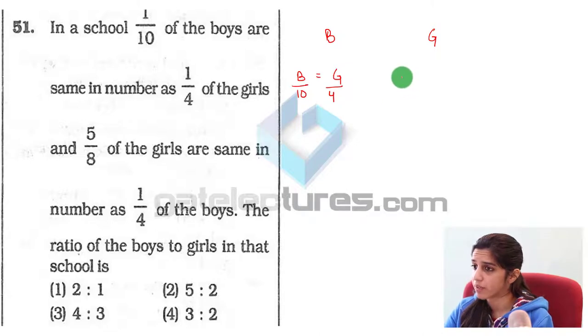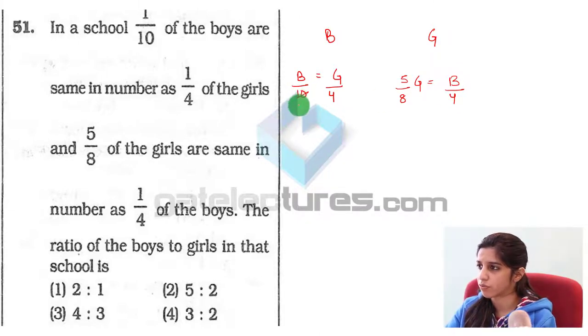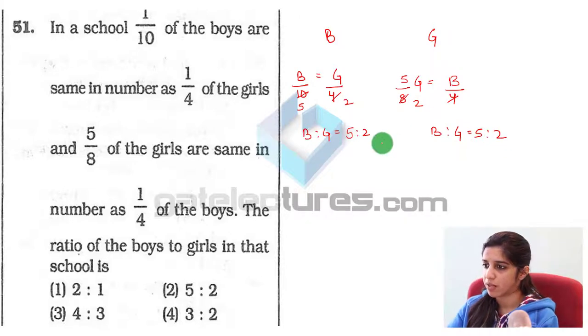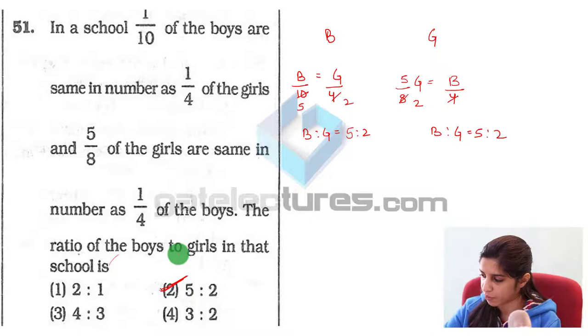and 5/8 of the girls are same in number as 1/4 of the boys. So they are asking you the ratio of boys is to girls, which would be 5:2. From here also you can see boys is to girls going to be 5:2, right? So the correct option is going to be option 2, 5:2.